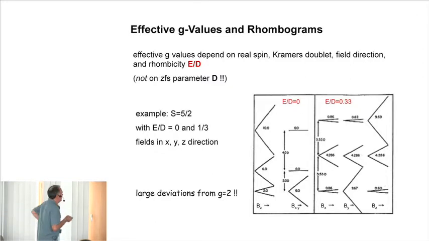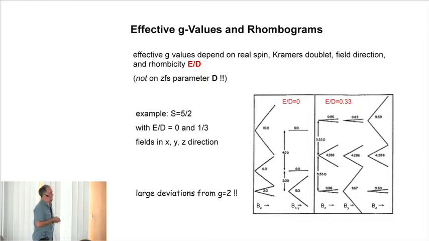And if one switches on the rhombicity, the picture changes dramatically. The result does not depend on the D value, because we said the D value is very large and the Kramers doublets are isolated. So whether these are a little bit closer or a little bit further apart, that will not change the picture. They're far apart anyhow. But the effective g value depends dramatically on the field direction now.